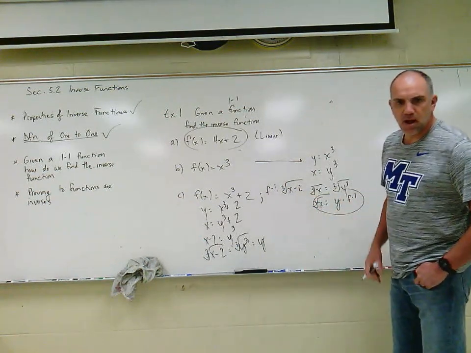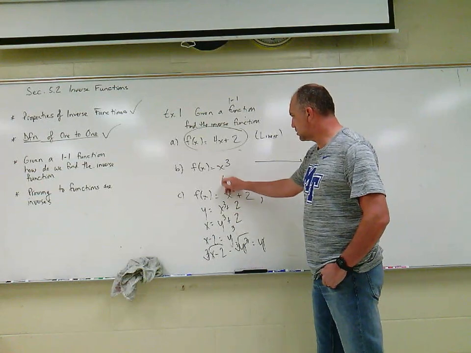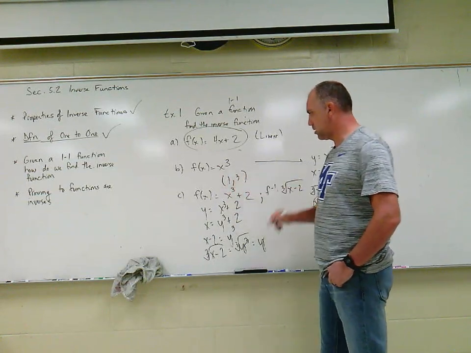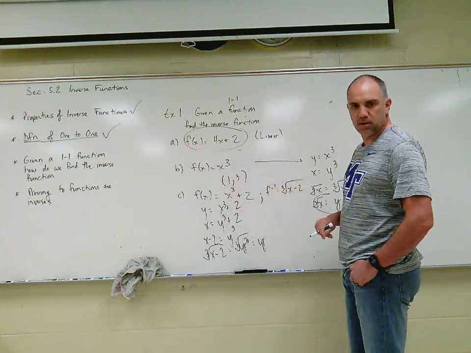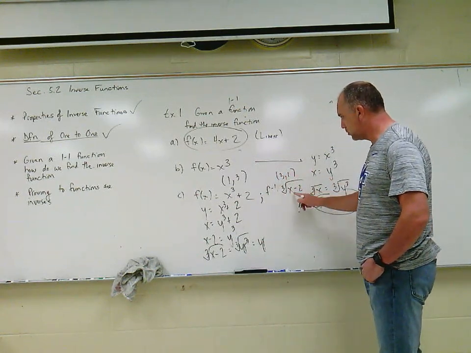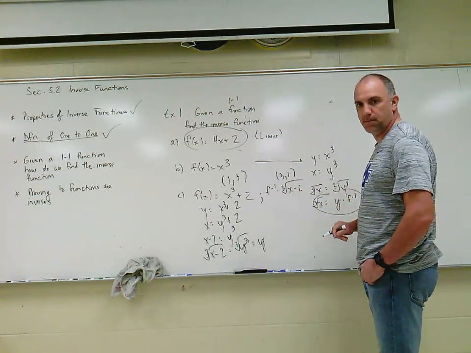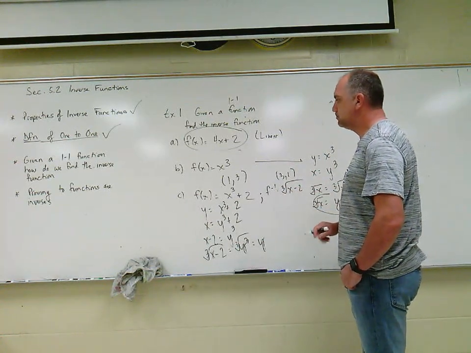And again, how could I check? So for instance, real quick, this looks like it has the point (1, 3). If I plug in a 1, we get the output 3. That means this has to have the point (3, 1), which it does. Plug in a 3, 3 minus 2, 1, cube root of 1, 1. Okay? All right.